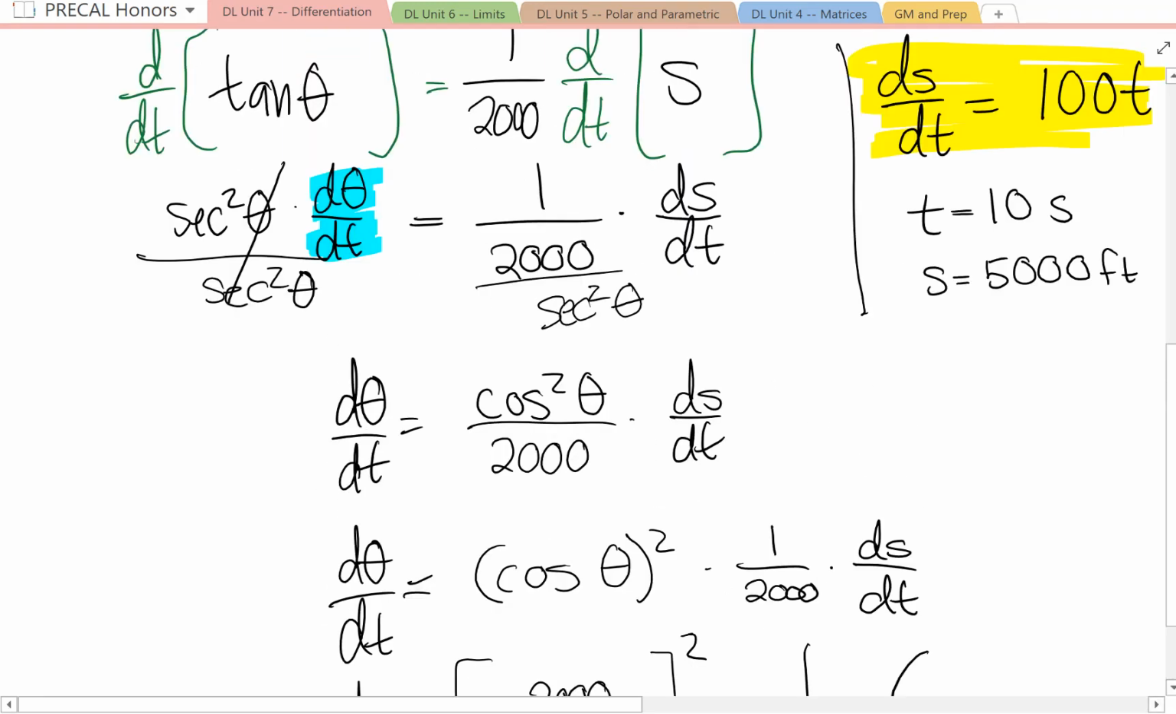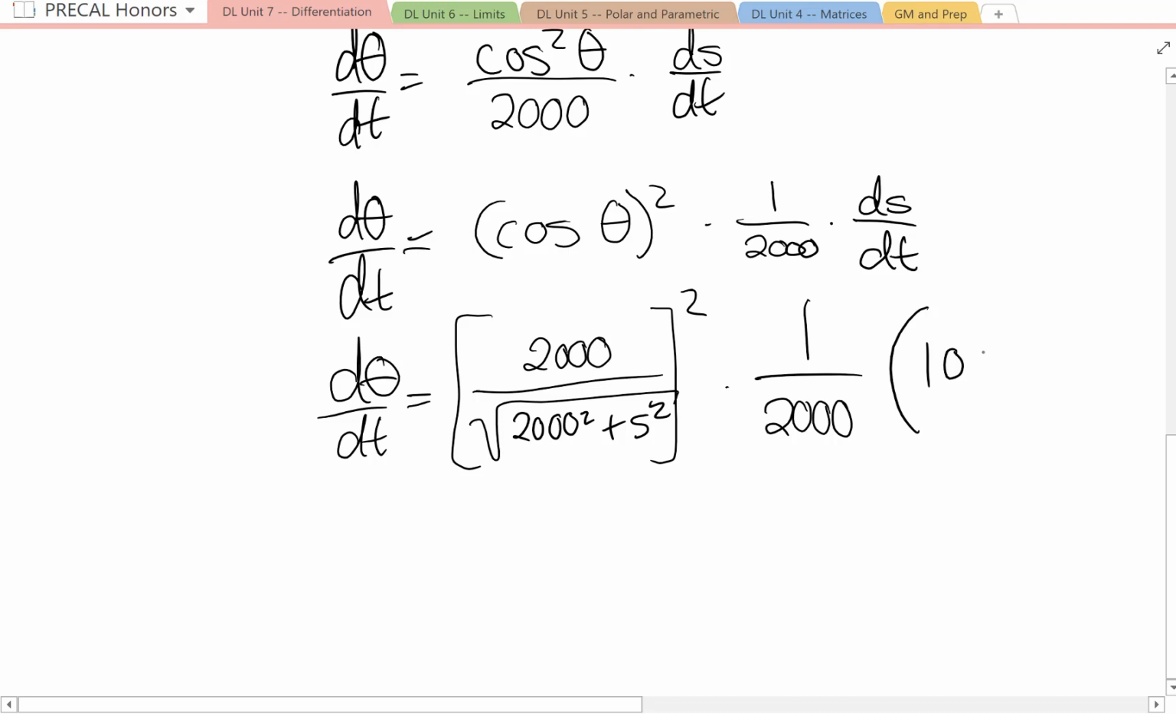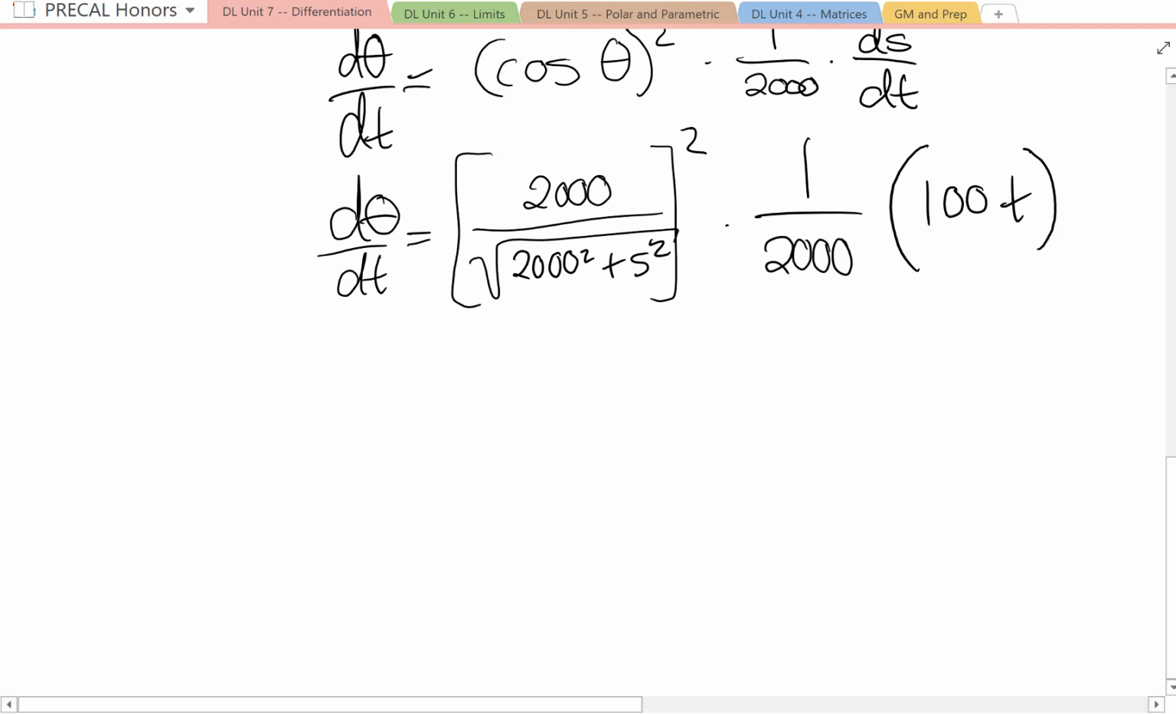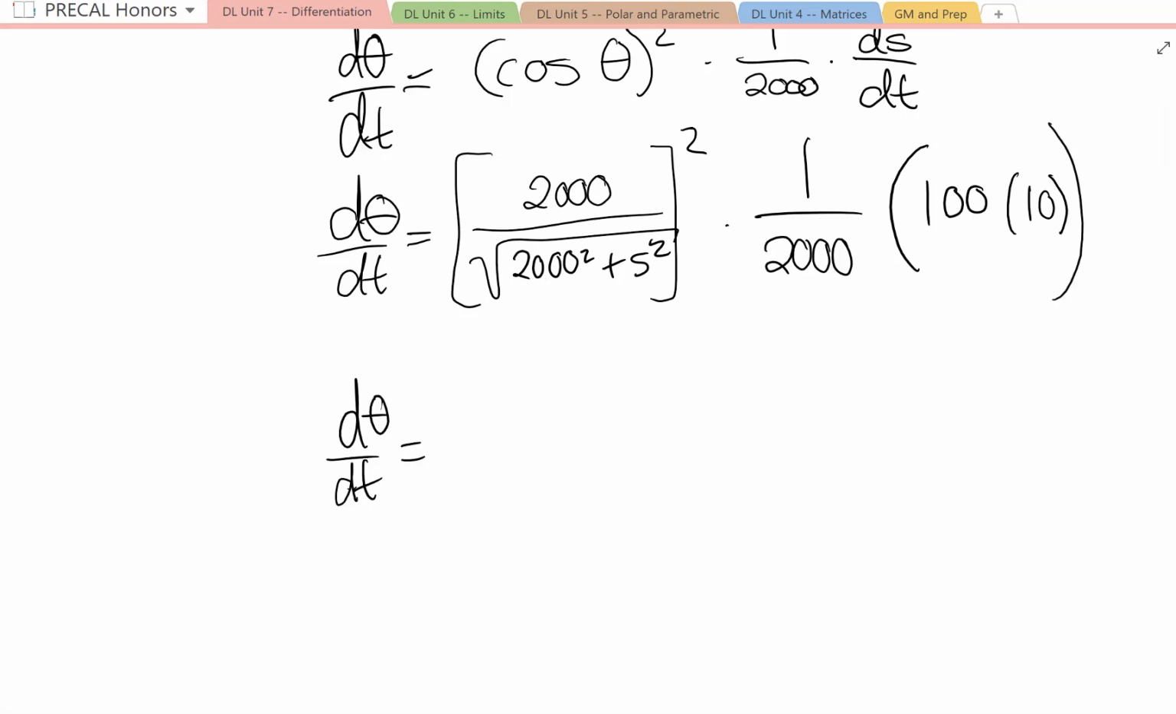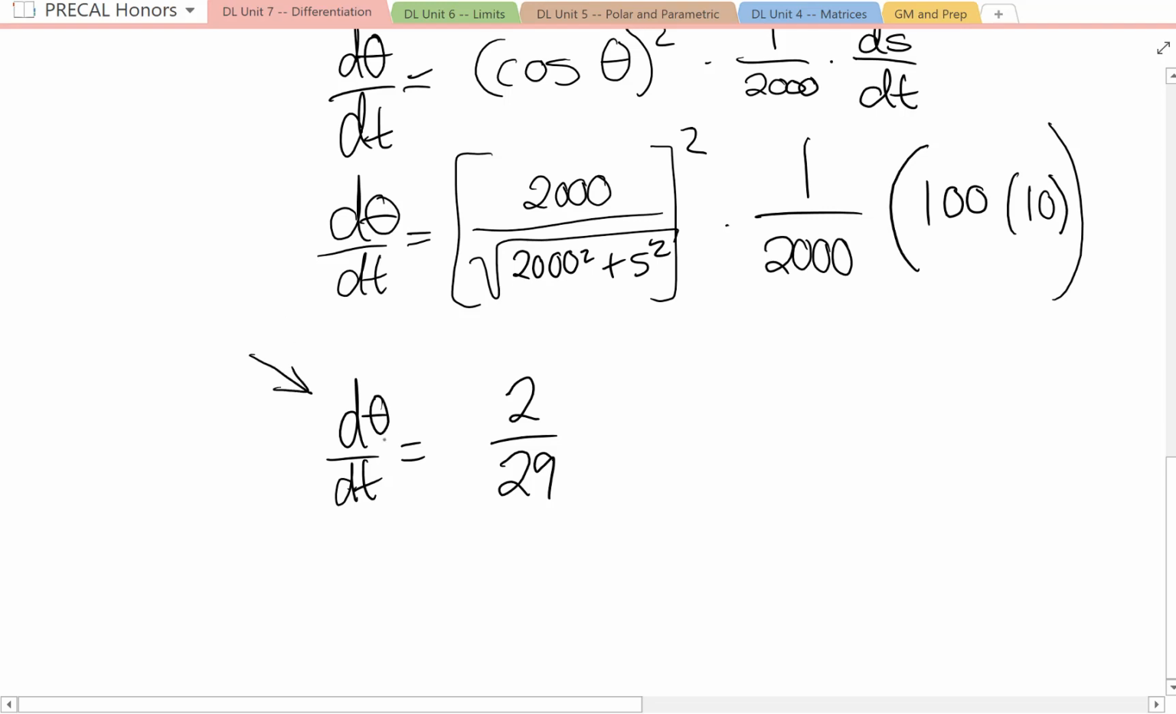I'm going to plug in ds dt, which we found to be 100t. Again, though, we are looking at specifically t equals 10. So 100 times 10. When you plug this into a calculator, you'll get 2 over 29. Now this is the rate of change of the angle of elevation with respect to time. Angle is in the units radians, so this is 2 over 29 radians per, and then time was measured in seconds.